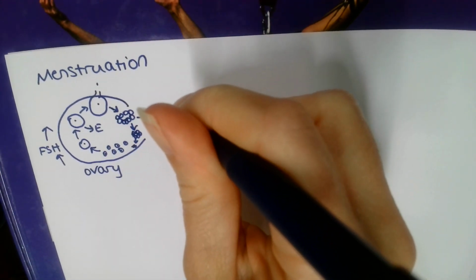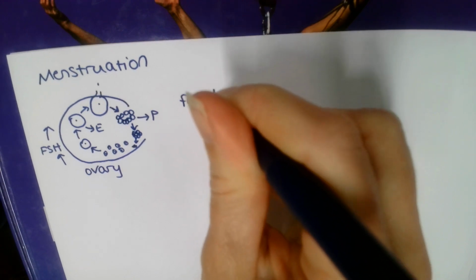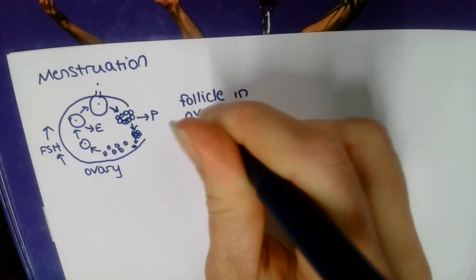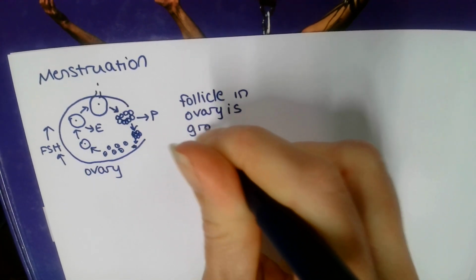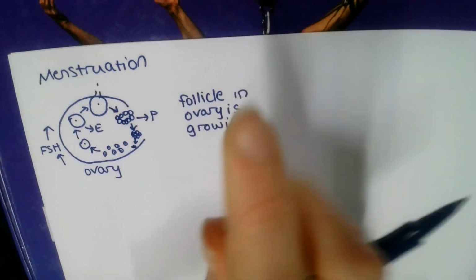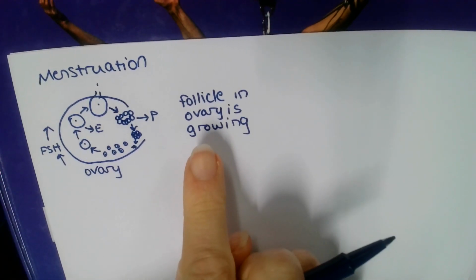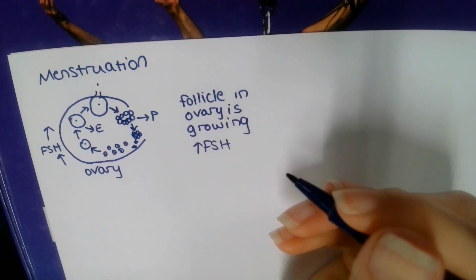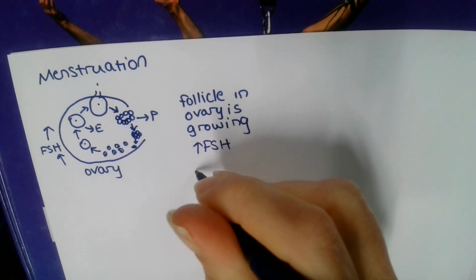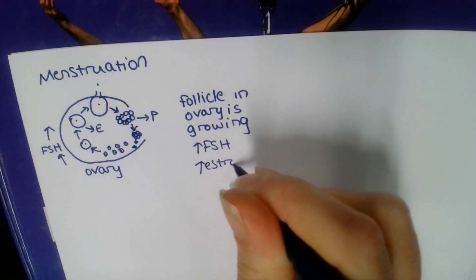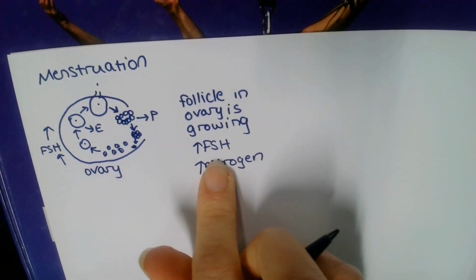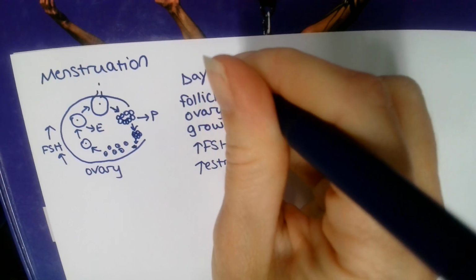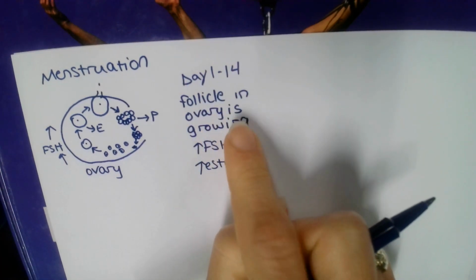So the first thing that's happening is that the follicle, the chosen follicle in the ovary, is growing. So what you would expect to see during this first stage is the FSH levels are going to be high, and as the follicle grows, it makes more and more estrogen. So you would see estrogen and FSH going up. And that's going to be the first half. It's actually called the follicular phase for that reason.